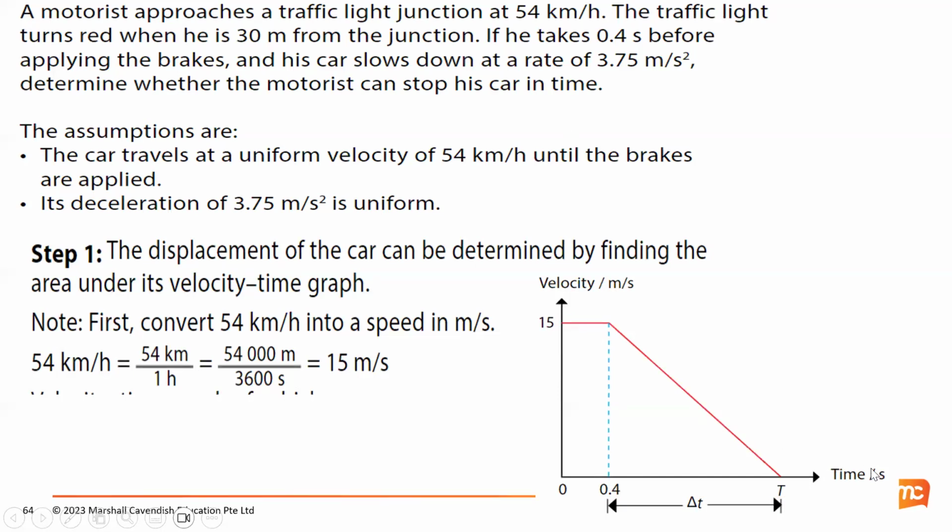So I sketch a velocity-time graph. The velocity is 15 for 0.4 seconds. After 0.4 seconds, I start to step on the brake and I start to slow down uniformly. So I see a straight line slowing down until I come to a stop. The gradient of this graph is the acceleration. The gradient will be 3.75. So I sketch my velocity-time graph first.